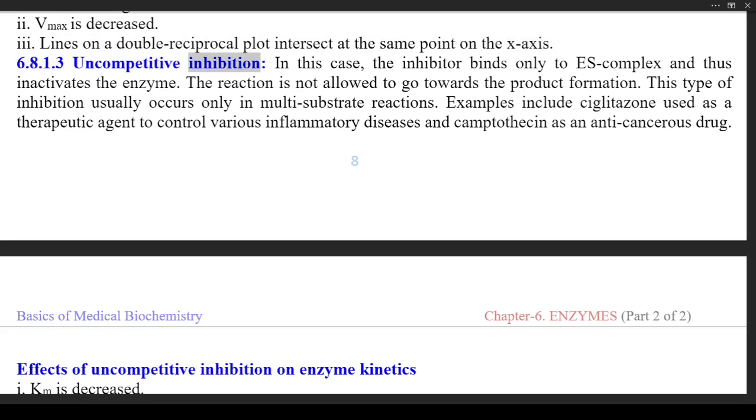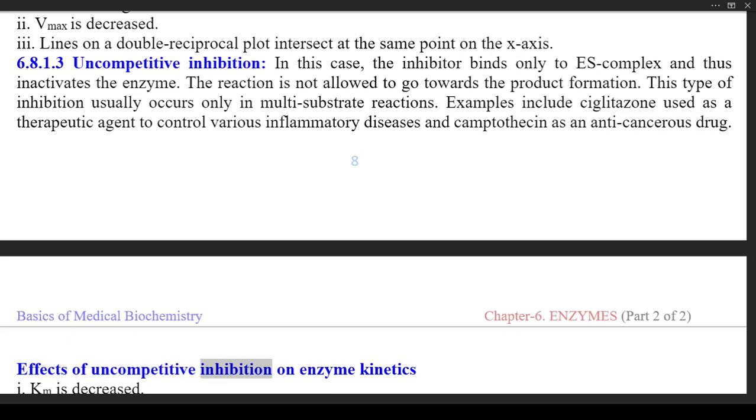6.8.1.3 Uncompetitive inhibition. In this case, the inhibitor binds only to ES complex and thus inactivates the enzyme. The reaction is not allowed to go towards the product formation. This type of inhibition usually occurs only in multi-substrate reactions. Examples include siglitazone, used as a therapeutic agent to control various inflammatory diseases, and camptothecin as an anti-cancerous drug.